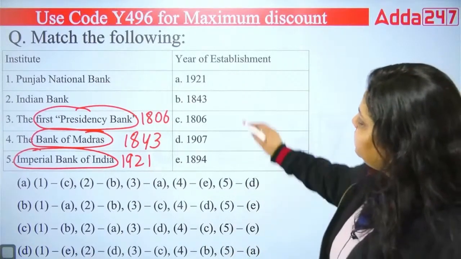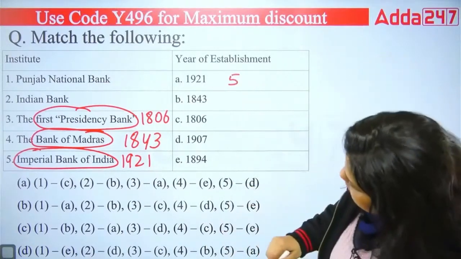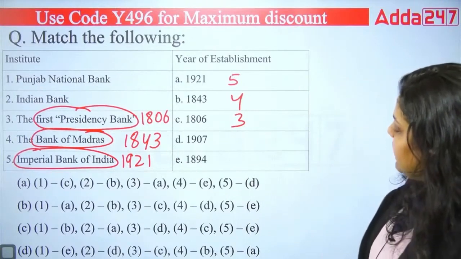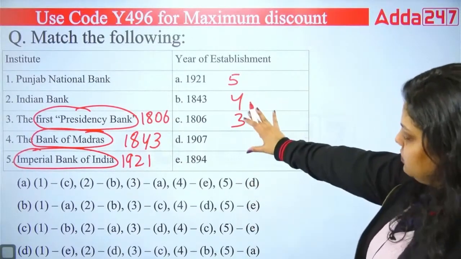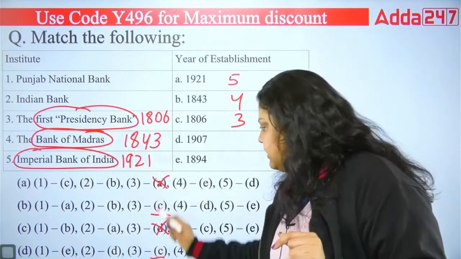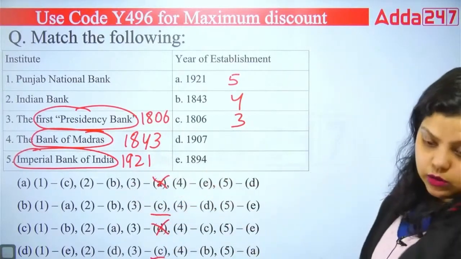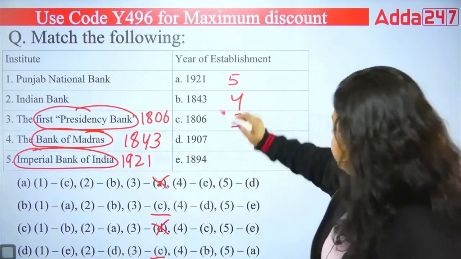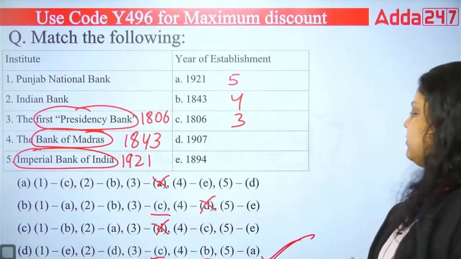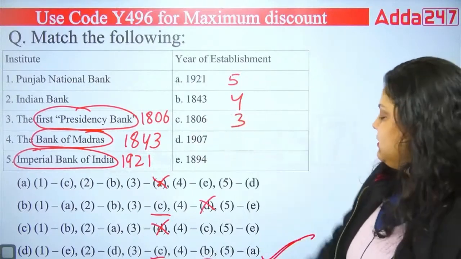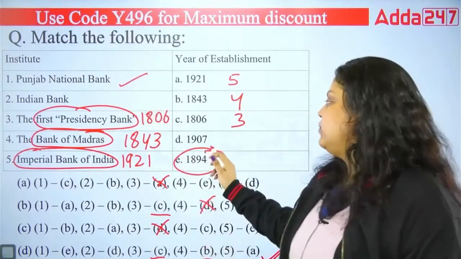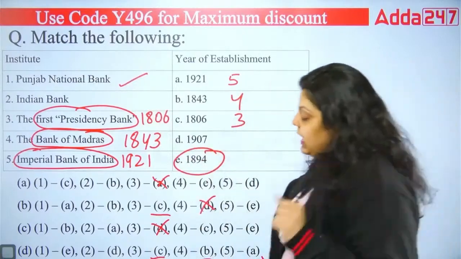Now let's match. The fifth is A, the fourth is B, the third is C. So you have to match which of the following options fits. Third is C here, in options B and D. It means out of B or D, one option will be correct. Now let's see, 4 is B, and option B says 4 is D, so the right answer is D. Because fifth is A, fourth is B, third is C, and you can see CBA. It means Punjab National Bank is 1894 and Indian Bank is 1907. So the right answer will be option D.